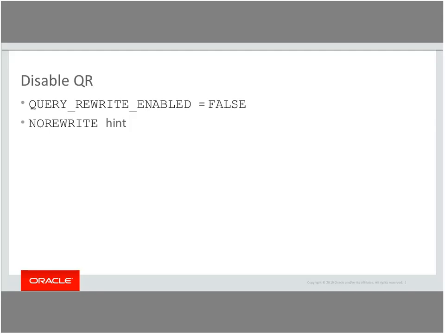So if we want a query rewrite to occur definitely using some materialized views, we can make use of the rewrite hint, or if we want to force the query not to use rewrite, we can use the norewrite hint.